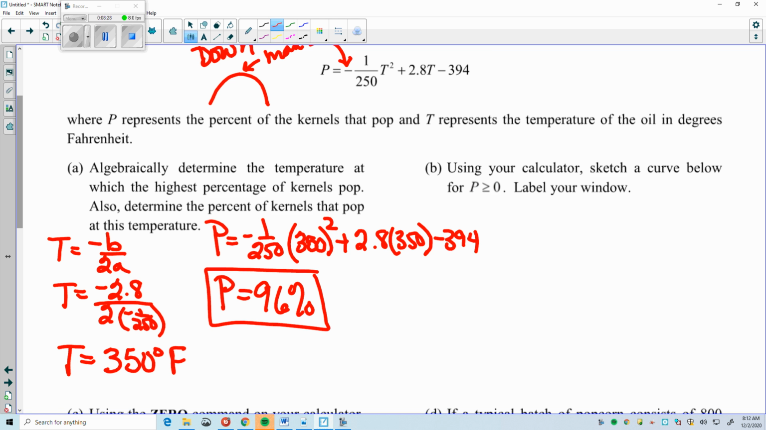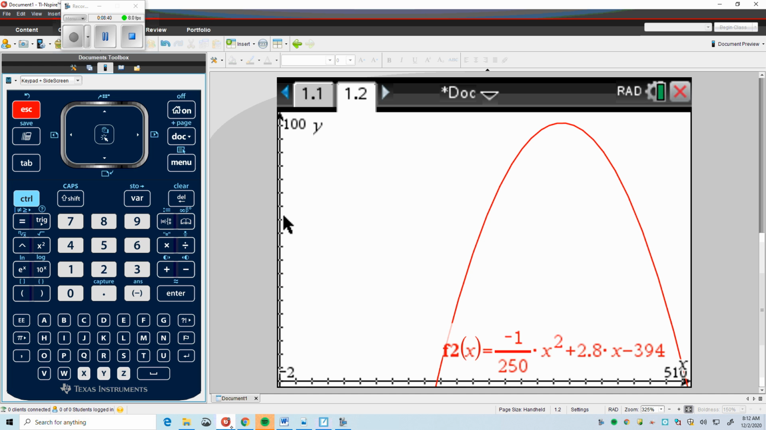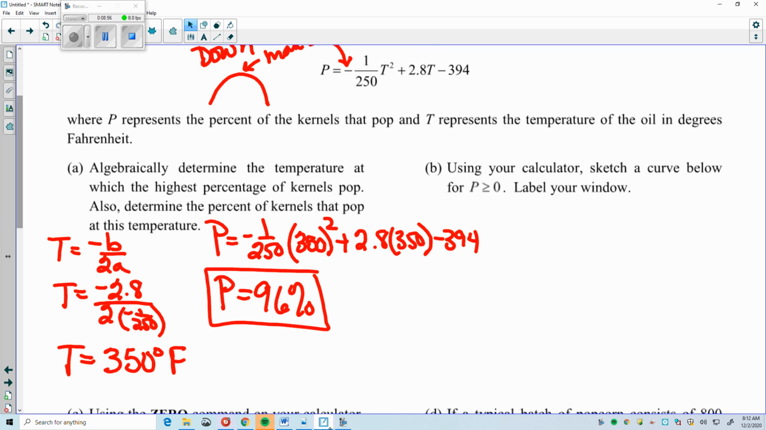That's pretty good. Okay, so it says using our calculator, we're going to sketch a curve below for P being greater than or equal to 0, and we're going to label our window. I have already graphed it, and this is what it looks like. Notice I changed the window, so it took a little bit to get it into the window. You can play around with that until you get a good window. And I'm going to take this and put this over here.